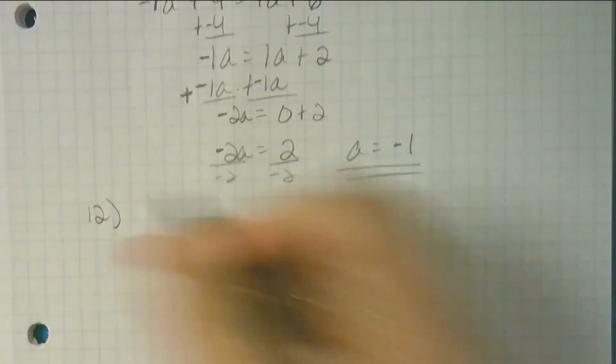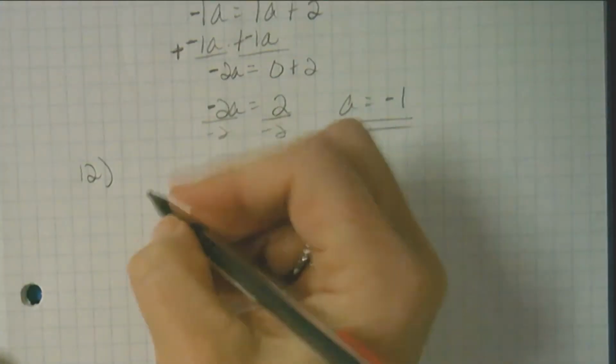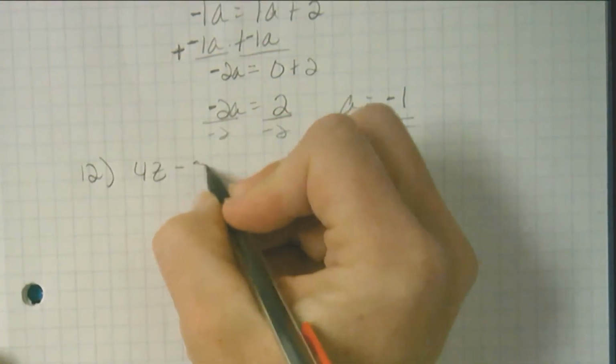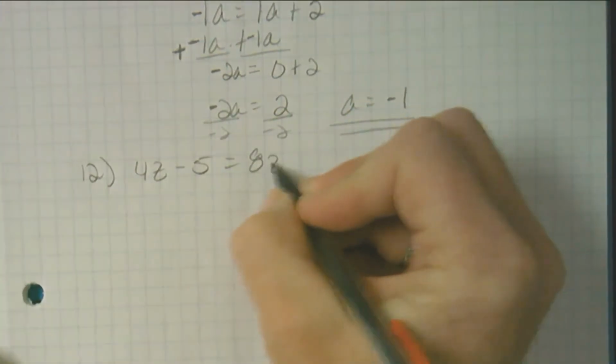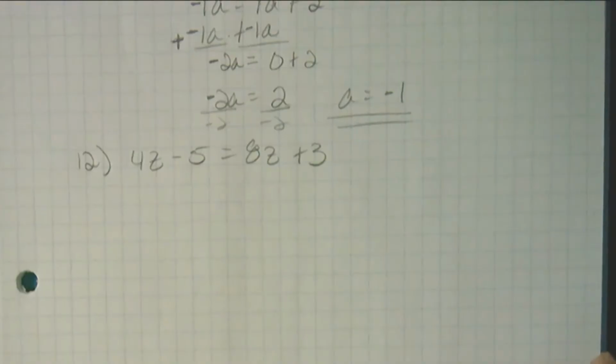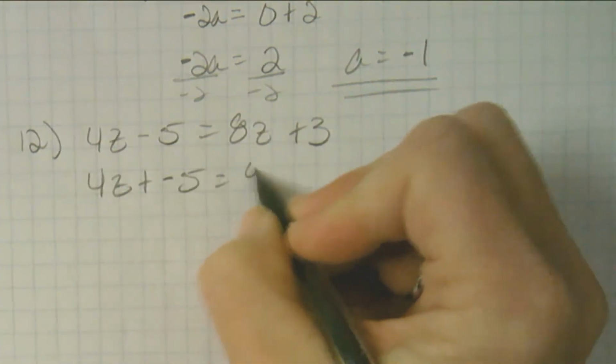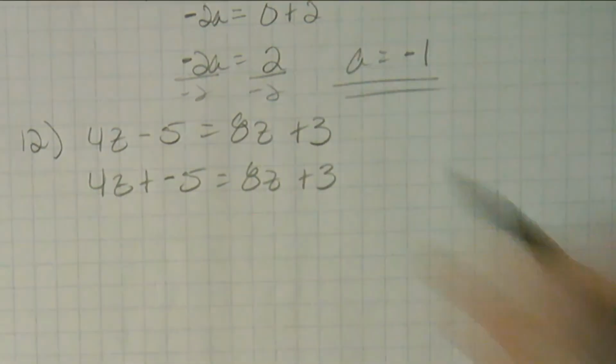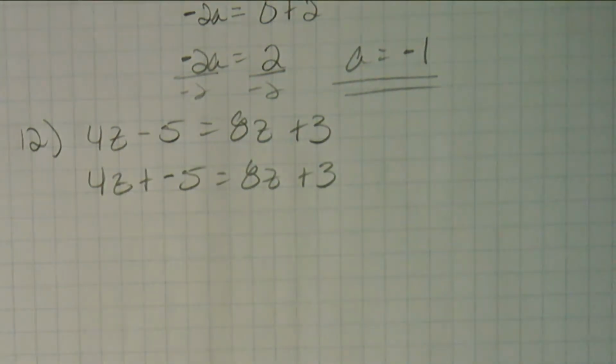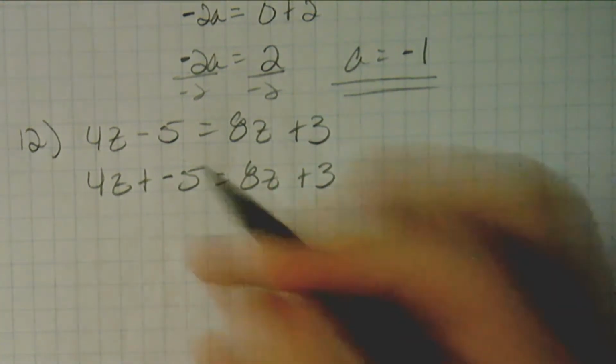All right, let's take a look at 12. 12 says I have 4z minus 5 is equal to 8z plus 3. Is this the one you're talking about? Okay. So the first thing I would do, AJ, just because I like to do this, is add the opposite. It helps me really see what I have to do. What did you do to start solving this? Excellent.